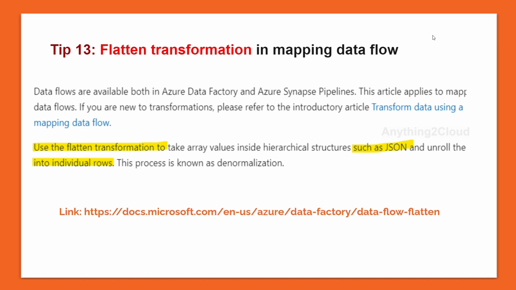The next step is on flatten transformation in mapping data flow. For example, if you have a JSON file and you want to convert that into individual rows, we can achieve that using the flatten transformation. Use the flatten transformation to take array values inside a hierarchical structure such as JSON and unroll them into individual rows. This process is called denormalization. So with the help of the flatten transformation, we can flatten the JSON file into individual rows.